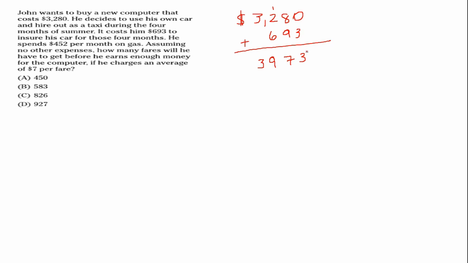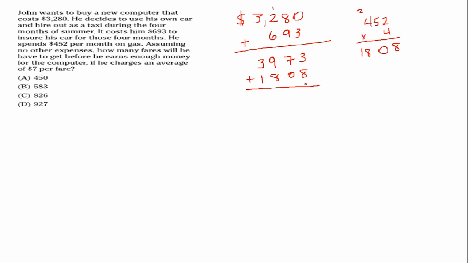And we're told that it's going to cost him $452 in gas for the 4 months during the summer. So let's go ahead and work that out. 2 times 4 is 8. 5 times 4 is 20. Carry the 2. 4 times 4 is 16. Add the 2. 18. So let's add that into our running total here.